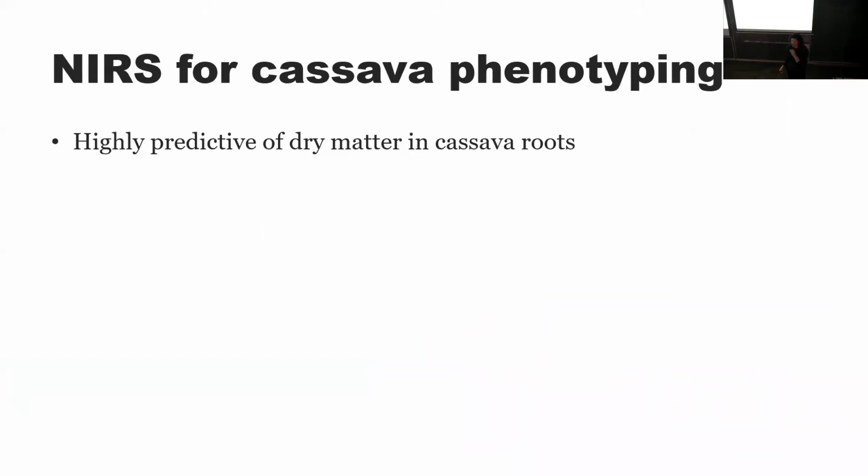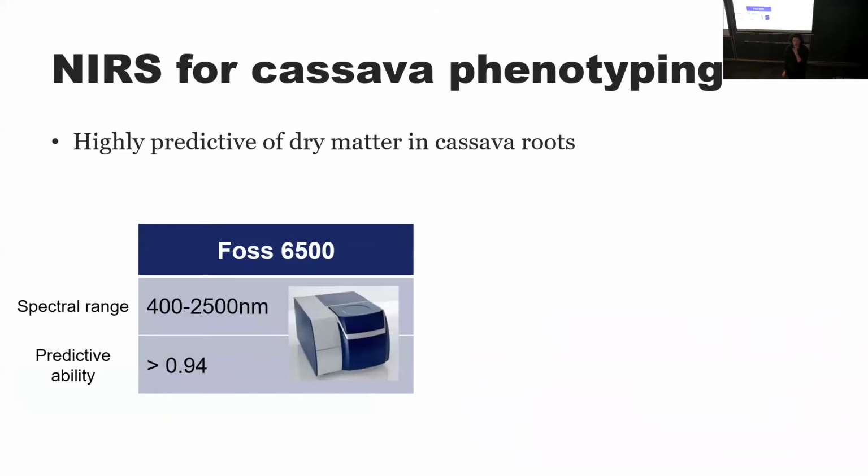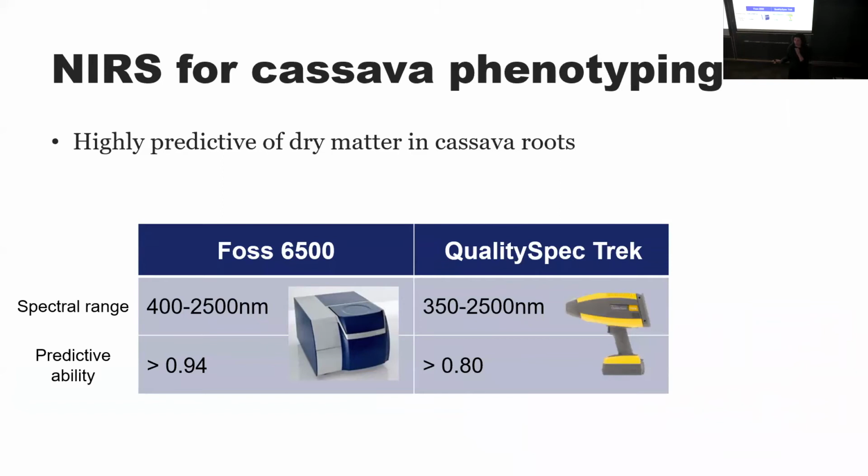So like I said, it's been used before in cassava to look at dry matter content in roots. This has been done, first of all, with the FOSS 6500. This is a benchtop model that's been shown to be highly predictive of dry matter content, so above 0.94 in the literature. And then we have a spectral range here that includes some of the visible range as well, from 400 to 2500 nanometers.